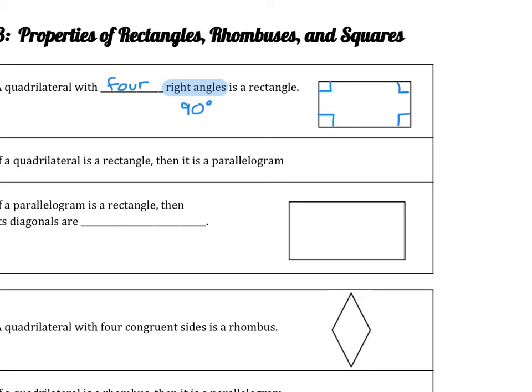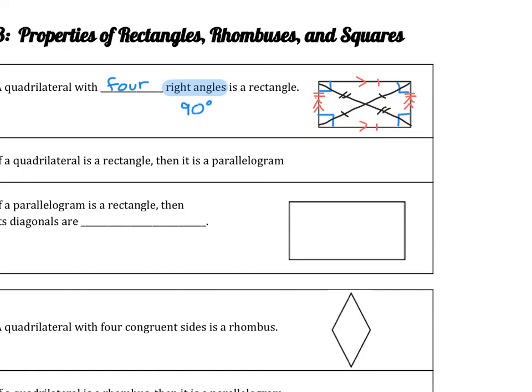Again, the properties of a parallelogram are that the opposite sides are parallel. We also know that the opposite sides are congruent. And the last thing we know is that the diagonals bisect each other, meaning this is congruent to this and this is congruent to this. So I'm using a separate color to show that set of congruency.